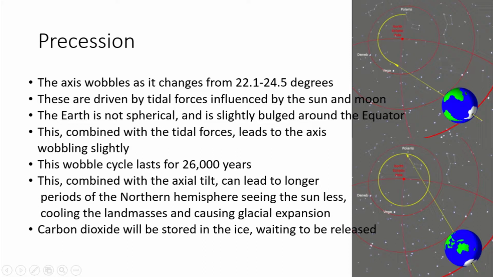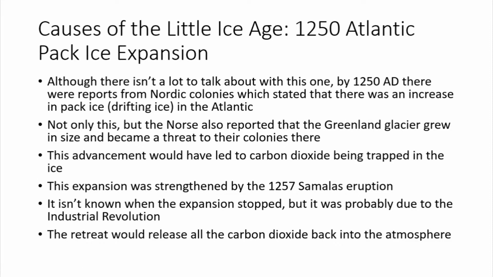The point about this is that the longer the northern hemisphere is away from the sun, the colder it is, causing glacial advance. Next up is the 1250 pack ice expansion, which basically means that during 1250 there were reports from Nordic colonies in Greenland and up north in Iceland that stated that the pack ice in the Arctic Ocean had started to increase south.